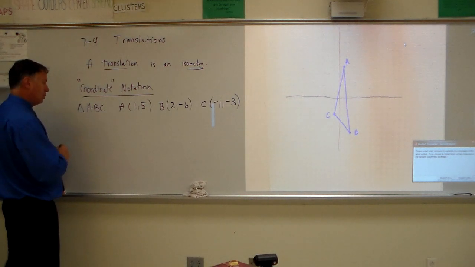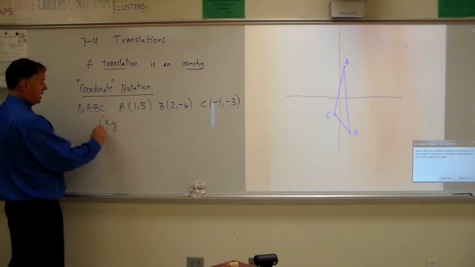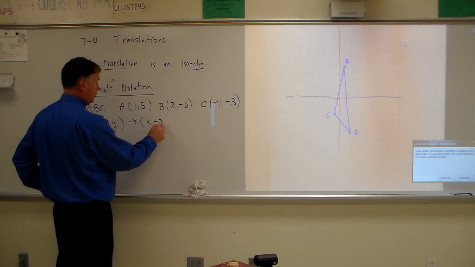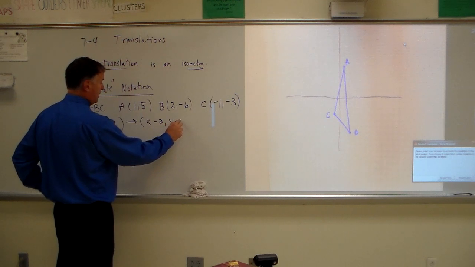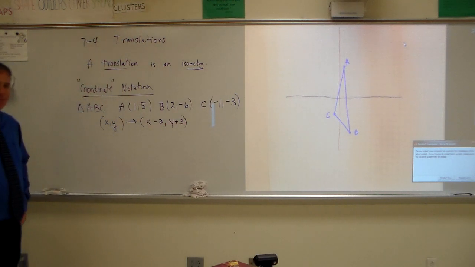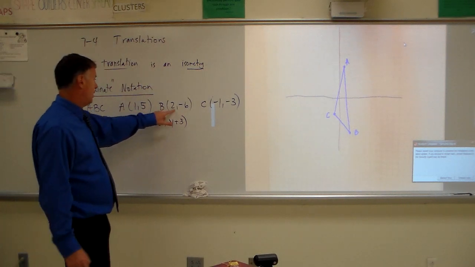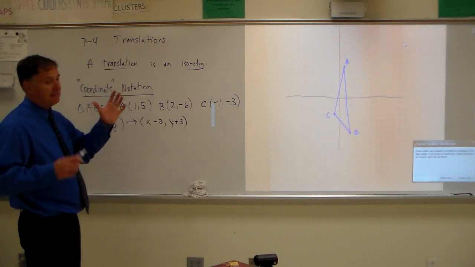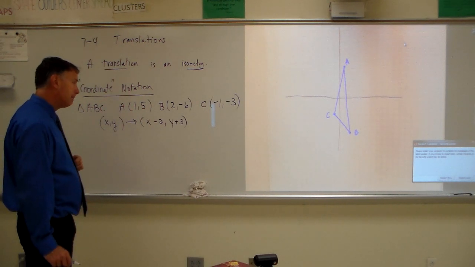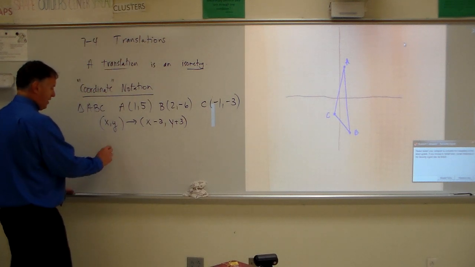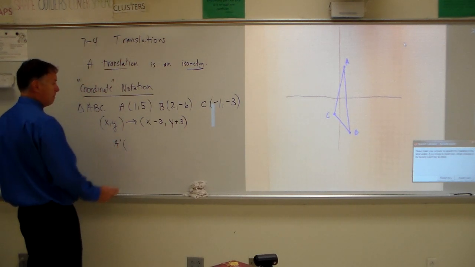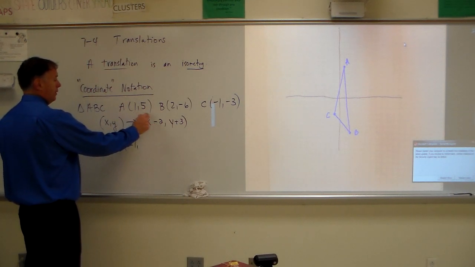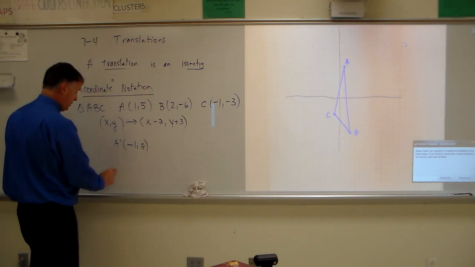So let's say the rule is x comma y goes to x minus 2 and y plus 3. So that means that for every point, I've got to subtract 2 from my x and add 3 to my y, and that's going to give me my new point. Okay? So if I want to find A prime, 1 minus 2 is negative 1. 5 plus 3 is 8.